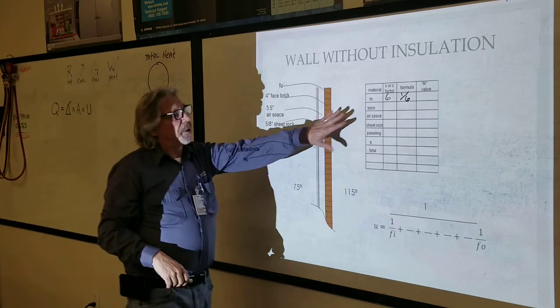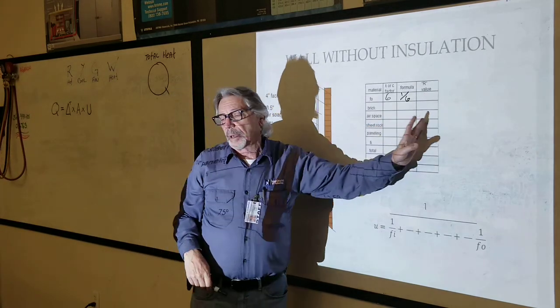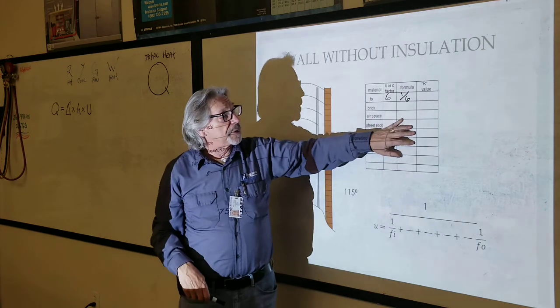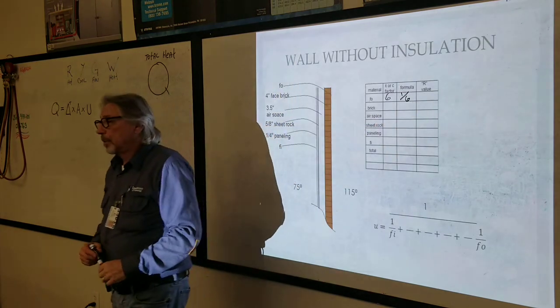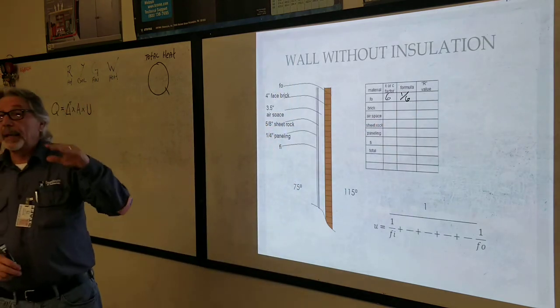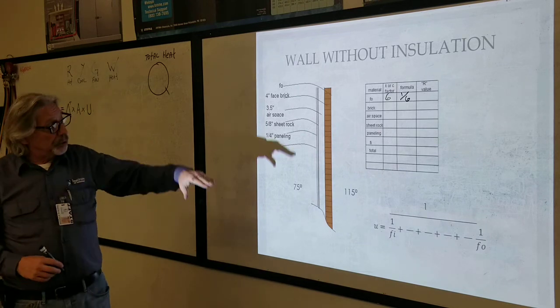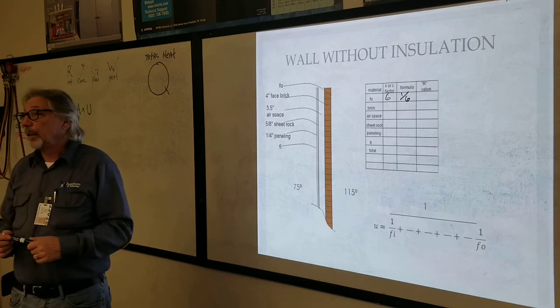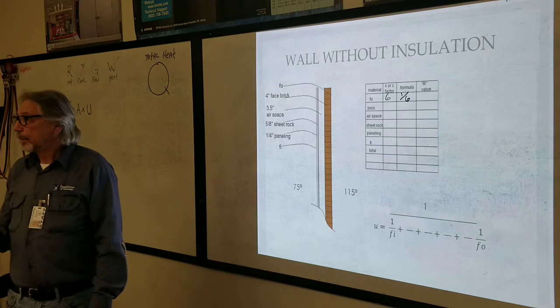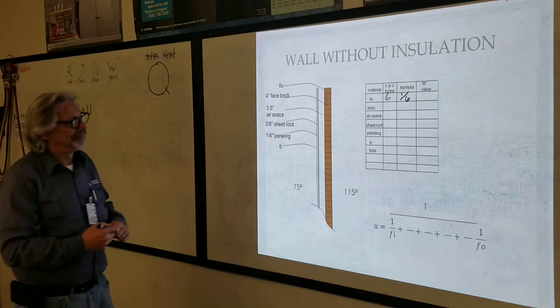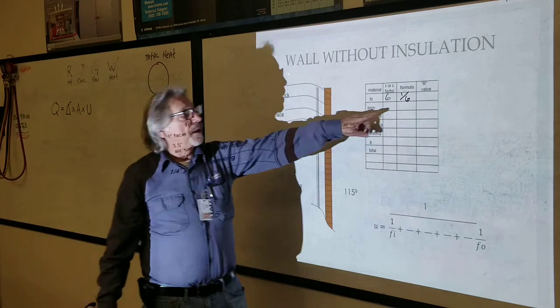What we're gonna do by doing this is convert that air film and all of these other materials into an R value by reciprocating, so we can add them all up and come up with a total R value. And then I'll show you what to do with the R value. Okay, so what's 1 divided by 6?